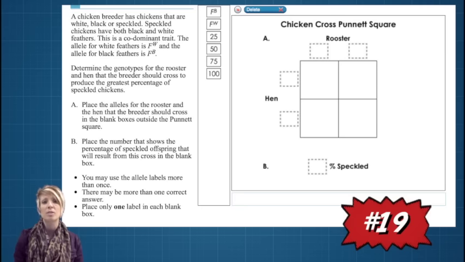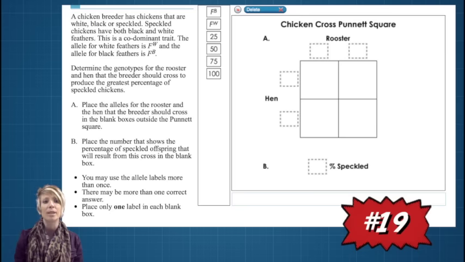Determine the genotypes for the rooster and hen that the breeder should cross to produce the greatest percentage of speckled chickens. So if we want inside of that Punnett square, the majority of all of them to be speckled chickens. We want 100% speckled chickens if we could get that. That's possible. Which would be FW and FB. Okay. Then what would the rooster's chromosomes be? What would their genes be? And what would the hen's genes be? What would their alleles be? And then what would the percent be?